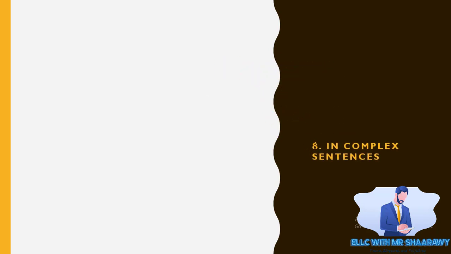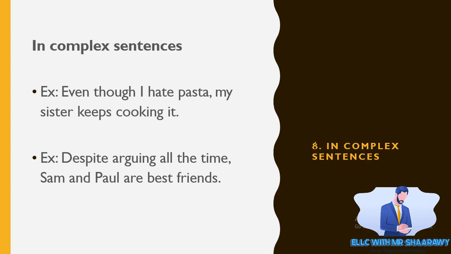The next use is when you are writing complex sentences, and this is something we mentioned before in the sentence structure video. Even though I hate pizza, my sister keeps cooking it. So when you start with the subordinating conjunction, when you start with the dependent sentence, as you can see in these two examples, you will have to add a comma. If you start with the independent clause, like my sister keeps cooking pasta even though I hate it, in this case you will not add a comma. If the subordinating conjunction is in the middle of the sentence, no need to add a comma.